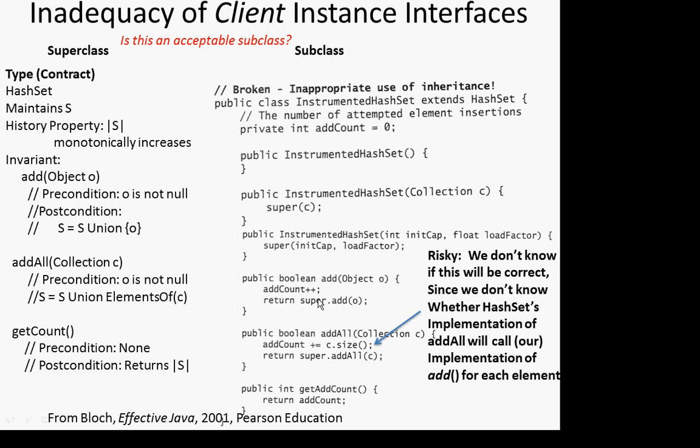Okay, now suppose add all in the hash set calls add. Whose add is going to be called then? So I call s.add all, so we're calling off to hash set dot add all, right? I'm almost drawing the call stack here. Suppose this add all in hash set calls add. Which add is going to be called?